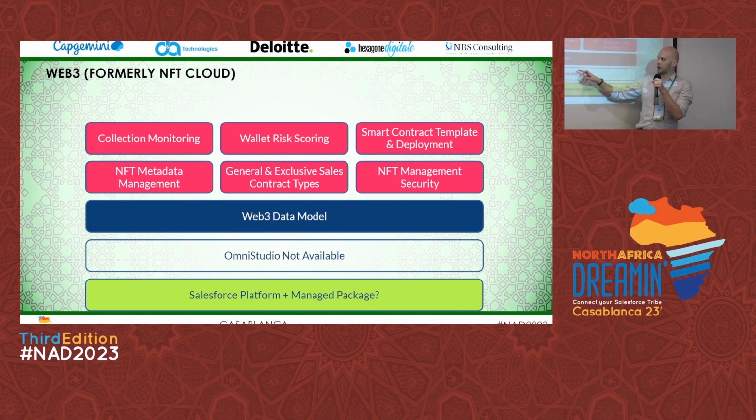There's no Omni Studio, there's the Web3 data model, and based on the different functional modules you can see on the marketing page, we can kind of figure out what this is about. So it's collection monitoring, wallet risk scoring, smart contract template and deployment, NFT metadata management, general and exclusive sales contract types, and NFT management security. So I think the use case for a company that's selling NFTs is that they would be able to use this to track all of their inventory and all of that.